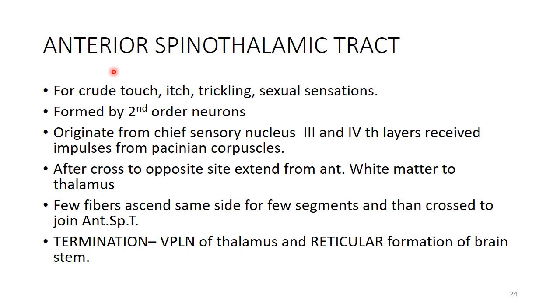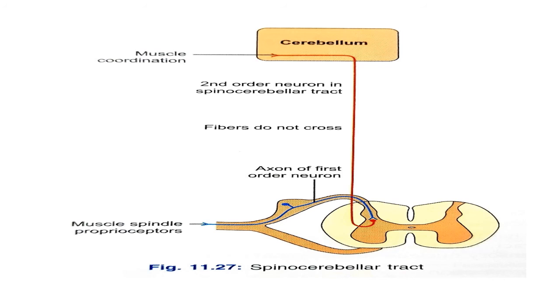So if we ask you about the anterior spinothalamic tract, you have to say the first function, then formed by the second order neuron, originate from where, cross at what level, and whether they ascend upward a few segments, same side, then cross, or immediately cross, and termination, where it terminates. Once the destination is cerebellum, it is controlled unconsciously, subconsciously, you can say.